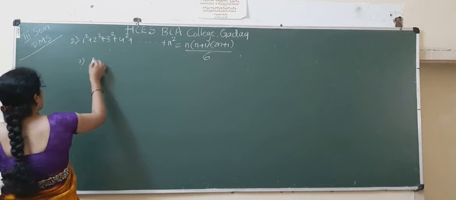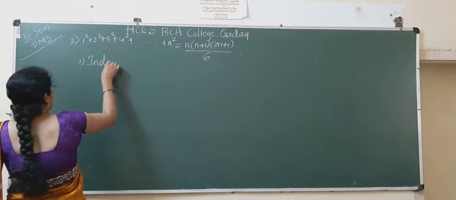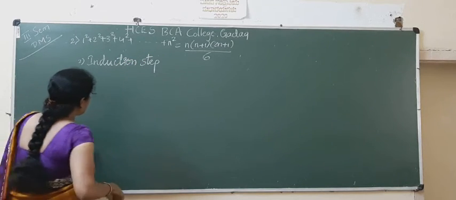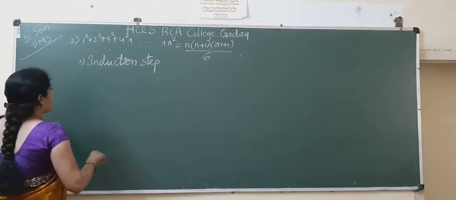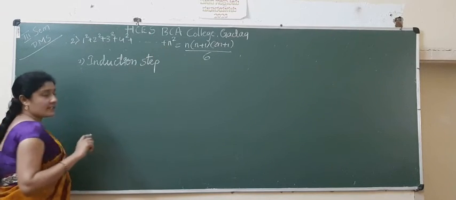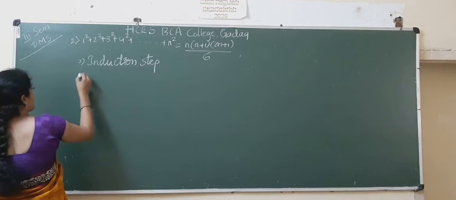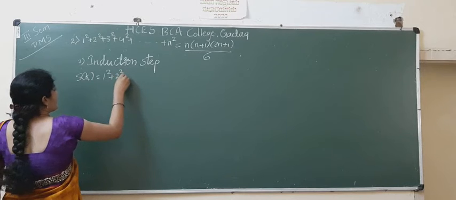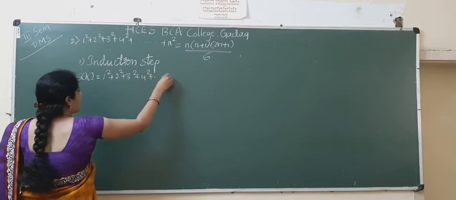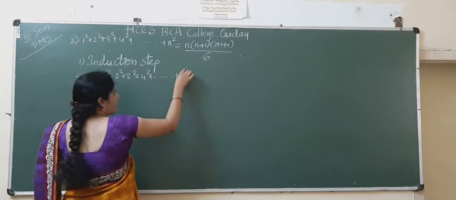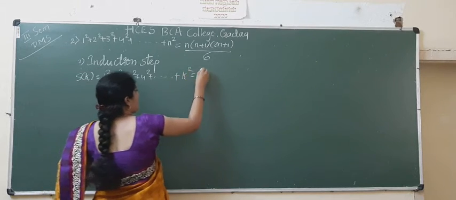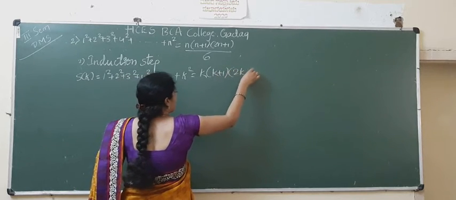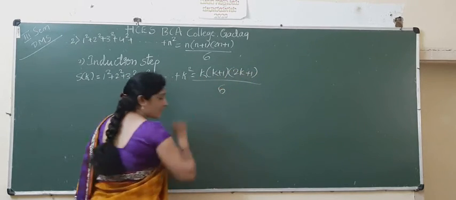So now, the second step is the induction step. In the induction step, as we know, this n is replaced by k first. Then this becomes S of k is equal to 1 square, 2 square, 3 square, 4 square and so on, up to n, which becomes k now. Therefore, the sum of squares up to k square is equal to k into k plus 1 into 2k plus 1 divided by 6.